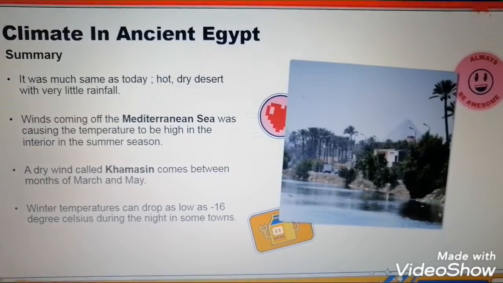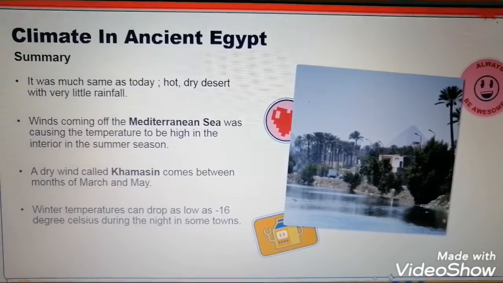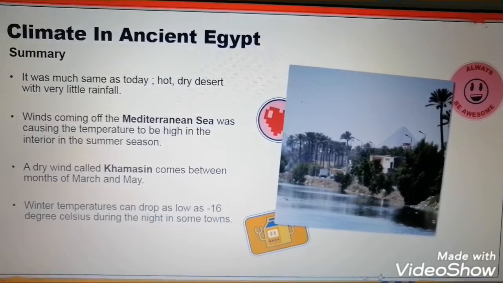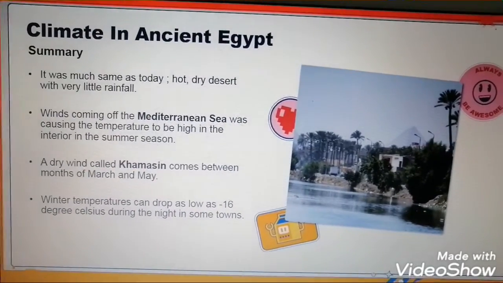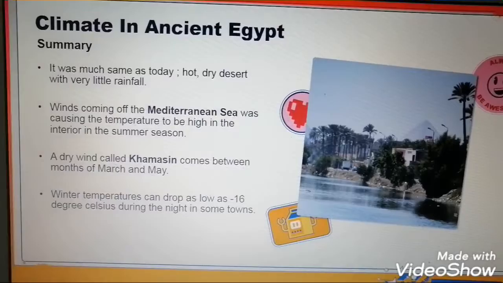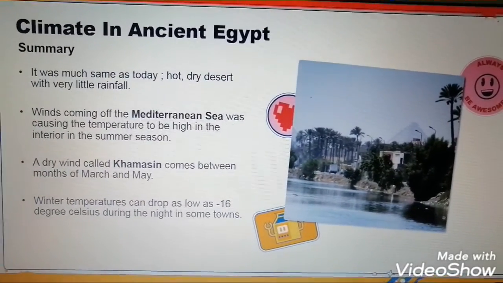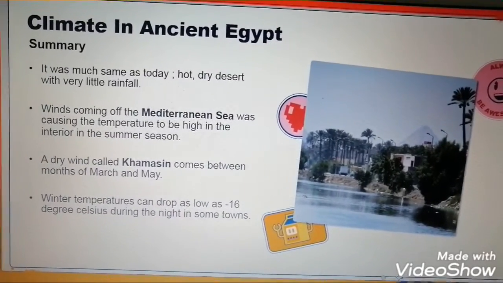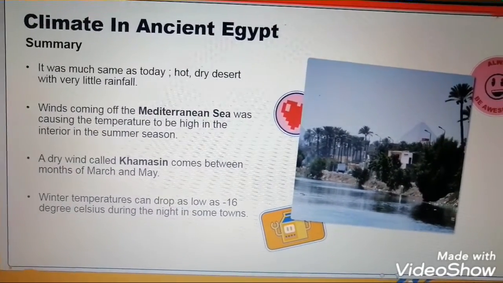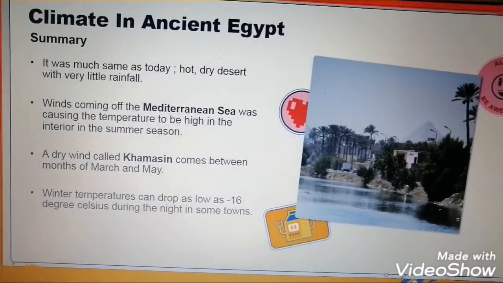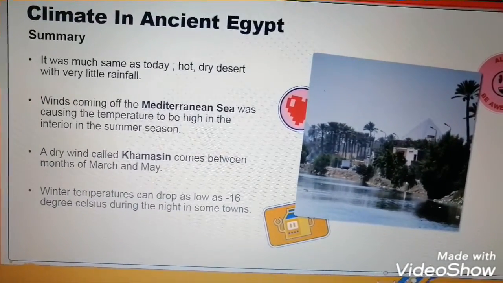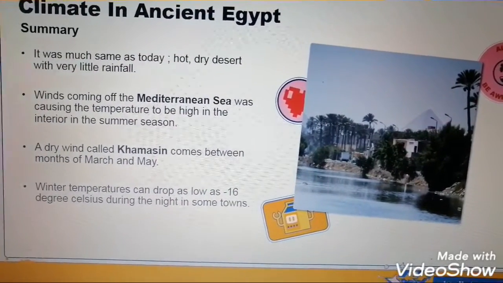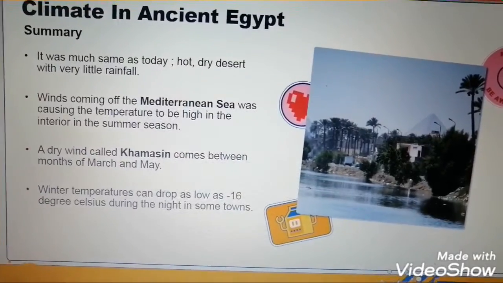So then we will go to the climate in ancient Egypt. During the ancient times, the weather was much the same as today. It was hot, with a dry desert and with very little rainfall. Winds coming off the Mediterranean Sea were causing the temperature to be high in the interior in the summer season.